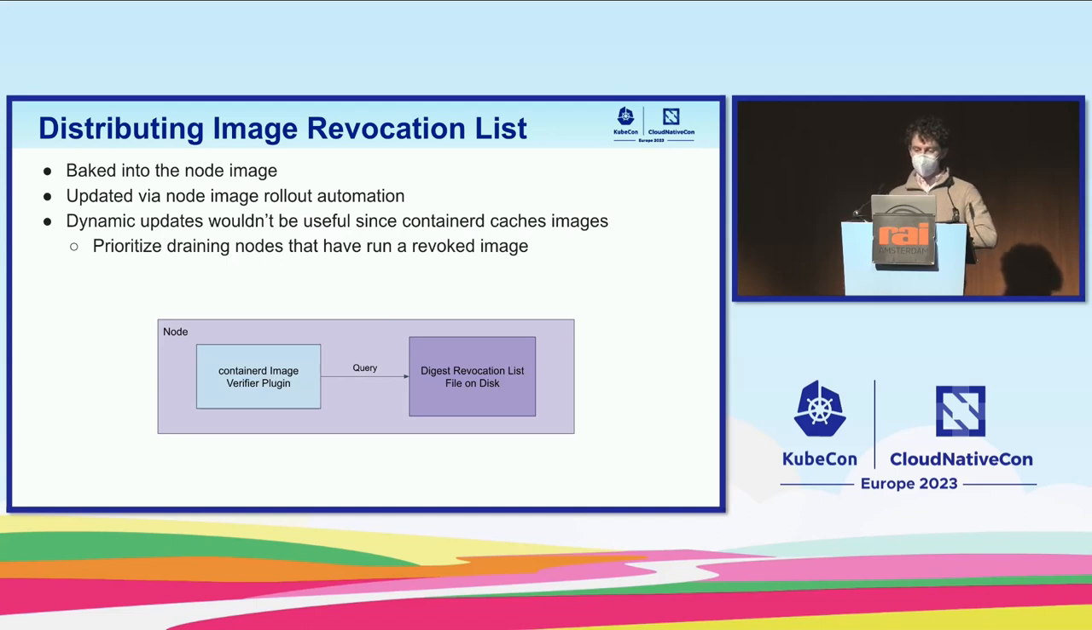The interesting thing to note here is that dynamic updates for this revocation list wouldn't actually be useful even if we implemented it. And the reason for that is because containerd is caching pulled images on disk. So if you wanted to purge our infrastructure of a single image, we need to not only make sure that we don't pull it again on new nodes, but we also need to remove it from all existing caches. So in practice, our approach here is to prioritize draining nodes, so removing workloads off of them and deleting them, that have run the revoked image at any time in the past.